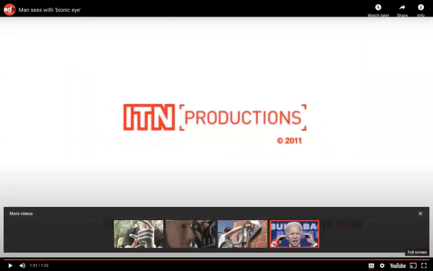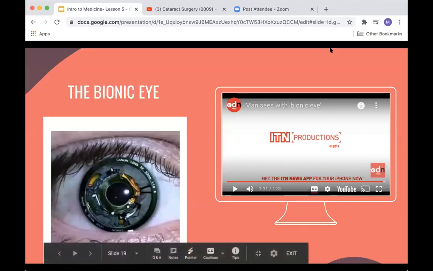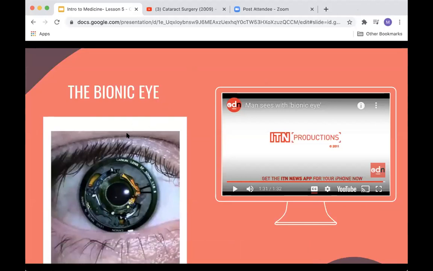Okay, so basically, obviously, this bionic eye does not give them back their vision. Let me exit full screen. It does not give them back complete vision, or even just restore their vision. But they still have minimal vision. At least they're not completely blind in that eye.